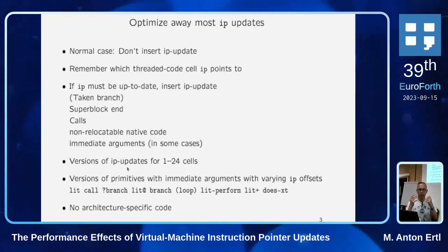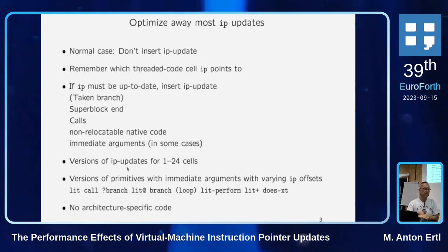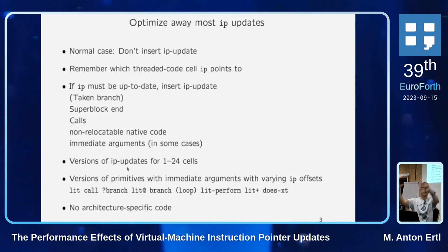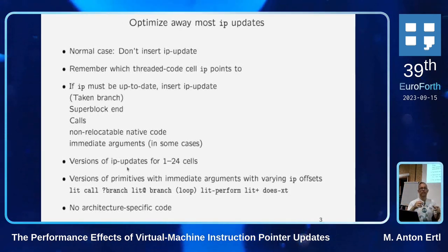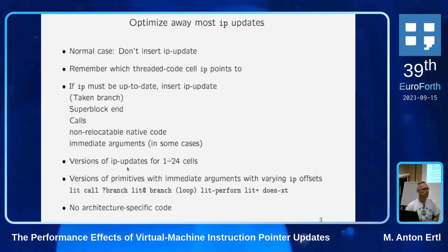One of the goals of this optimization is to do it machine independently. And so we cannot patch the IP update offset into the code. We actually have 24 versions of code that do IP updates for up to 24 cells, and we select the right one and copy it into the code. And if we need a bigger IP update, we just have several of them.